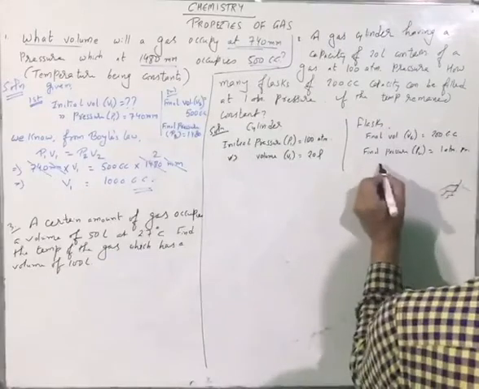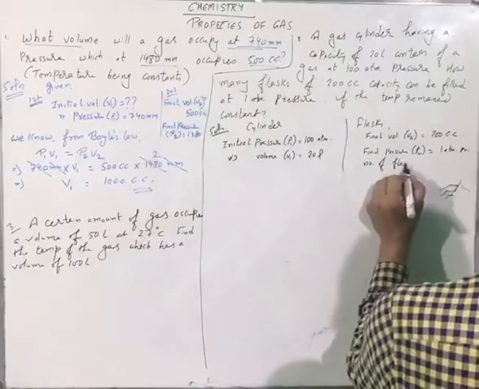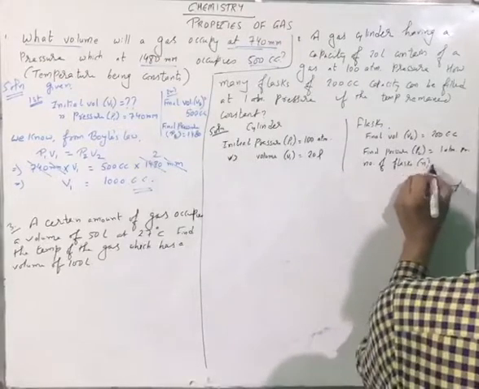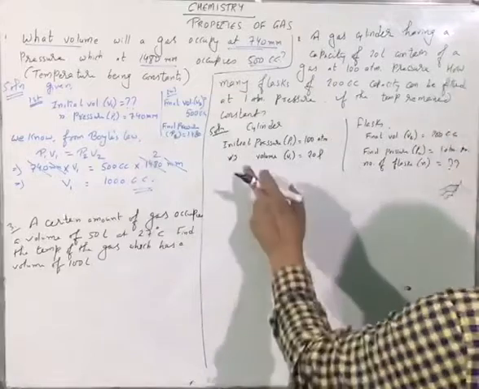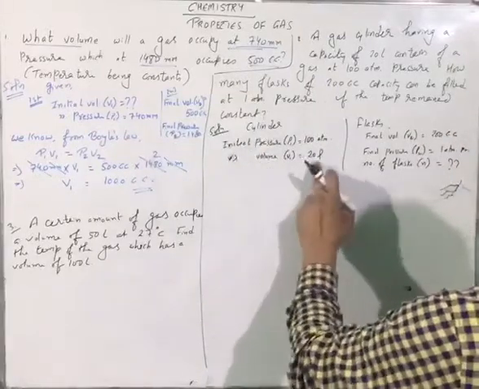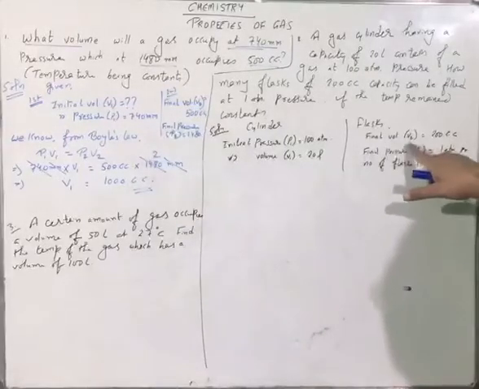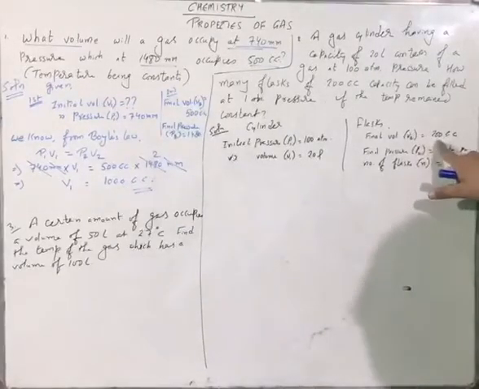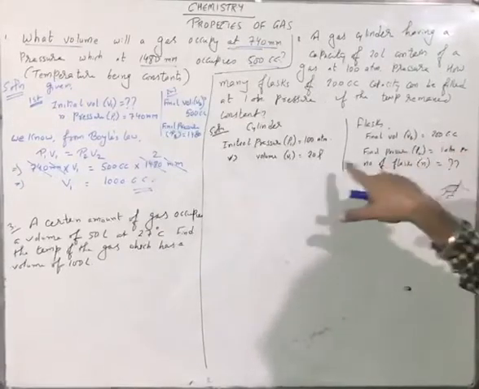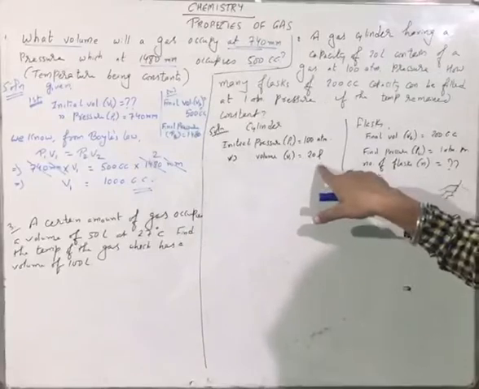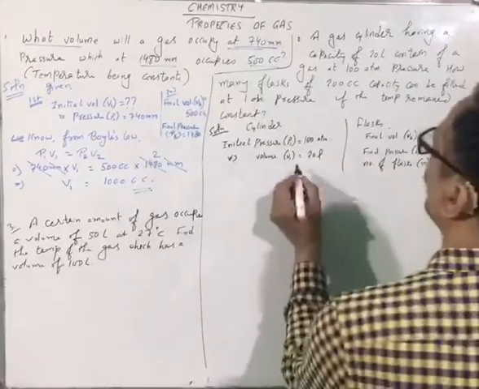And you have to find the number of what? Flask, okay. So here you have to keep in mind that the volume of the cylinder is 20 liter. And in the case of the flask, the volume is 200 centimeter cube, okay. So you must keep in mind that you have to convert the liter into centimeter cube. So what can you do?